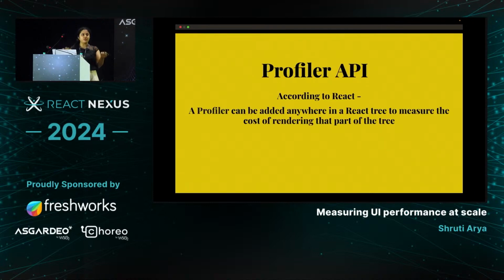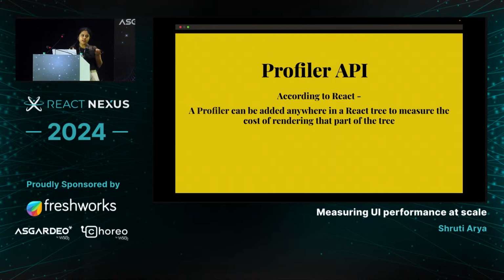So again, how many of you have used Profiler API? Wow, here I have a good number now. So even if you haven't used it, you should check it out. It's again a very powerful tool. So according to React, a profiler can be added anywhere in a React tree to measure the cost of rendering that part of the tree. It's a very, very powerful API, and it's going to give you component-wise what is the performance implication of that particular component.